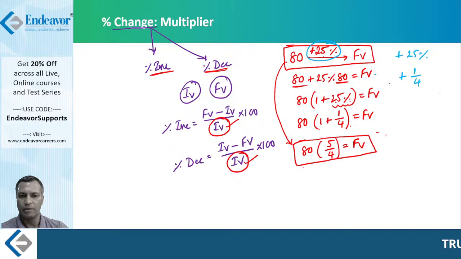Now what you should do, this is the structure. Initial value into multiplier is equal to final value. It is always the structure you should remember. That is why I said that percentage increase or decrease is calculated upon initial value, meaning the multiplier should be always on the side of the initial value. This is the structure. Initial value into multiplier is equal to final value, right? So you understood how I'm getting this 5 by 4 directly. Let me do a couple more questions just to illustrate this point very clearly to you.